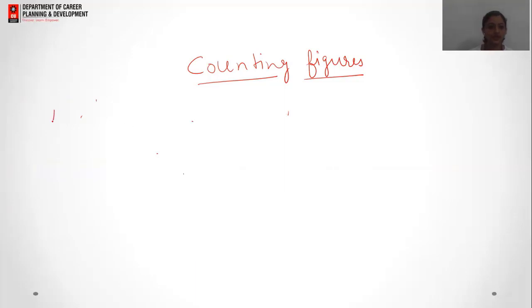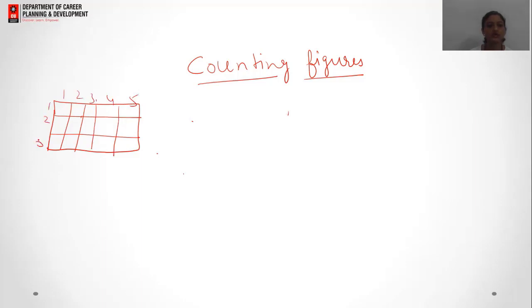So let's suppose that there is a figure like this, 3 rows and 1, 2, 3, 4, 5 columns. And we need to find how many squares are there in the given figure. To find the number of squares, there is no need to count the squares manually. There is a concept. By using that concept, we can find out the number of squares in the given figure.